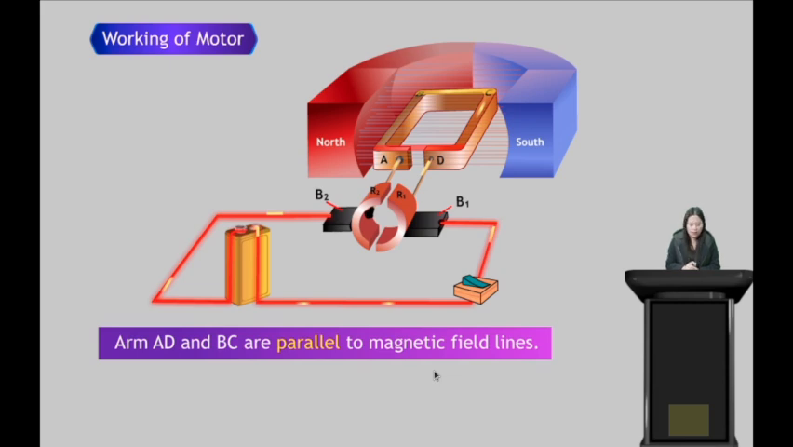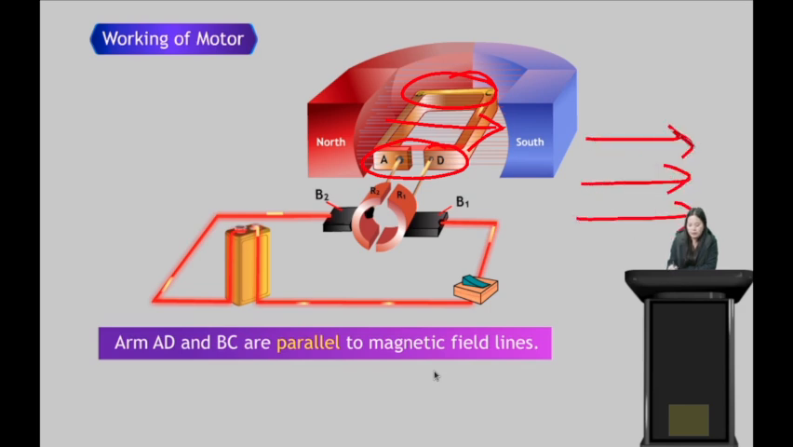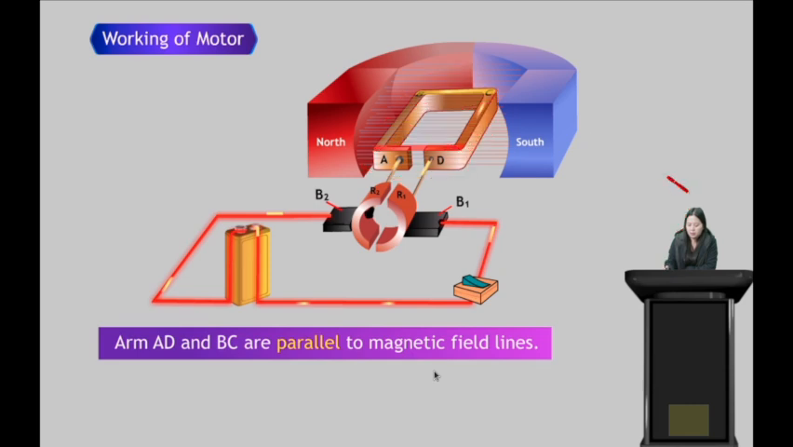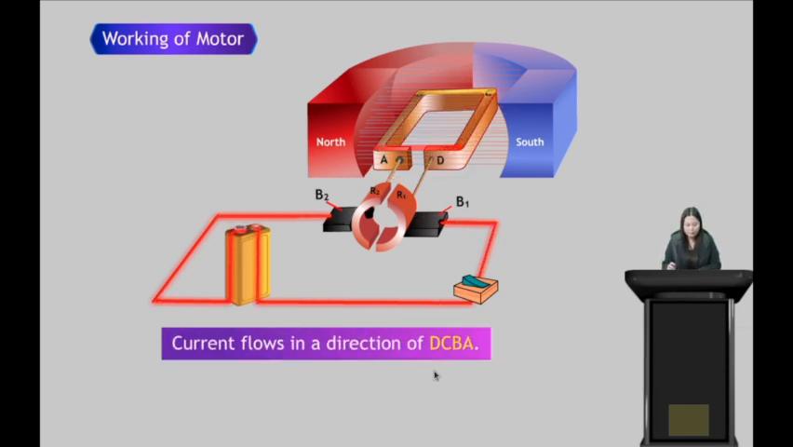Now in this case, arms AD and BC are parallel to magnetic field lines. The direction of magnetic field lines is in this direction because it is from North Pole to South Pole. Arms AD and BC are also parallel to magnetic field lines because they are all in this direction.